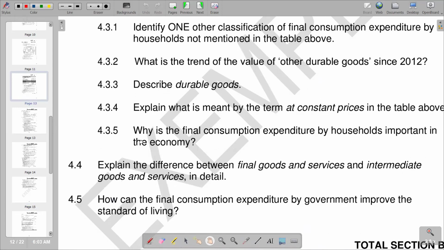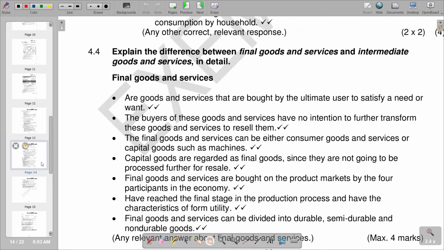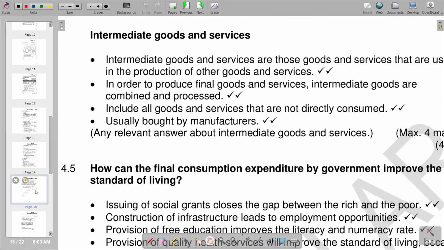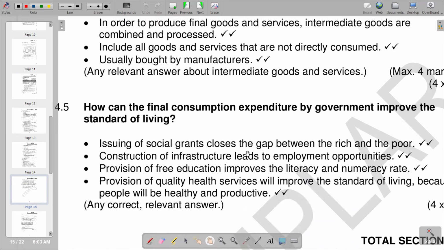Moving on to the last question that we have, it says, how can the final consumption expenditure by government improve the standard of living? So we would want to see how it improves the standards of living. So first of all, issuing of social grants closes the gap between the rich and the poor. So that's very clear, as the income is going to be taken from the rich through the main instrument of taxation, and then it is redistributed to the poor through government expenditure. That is, for example, through grants.